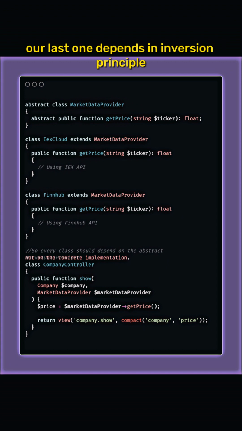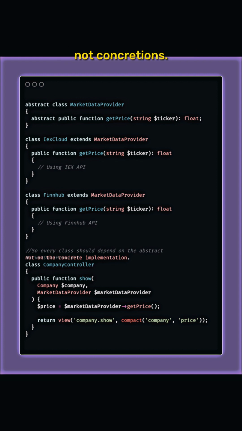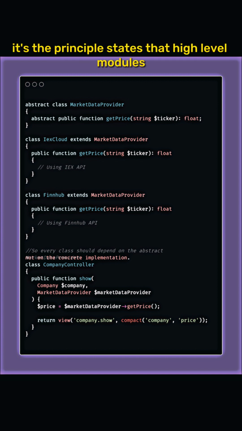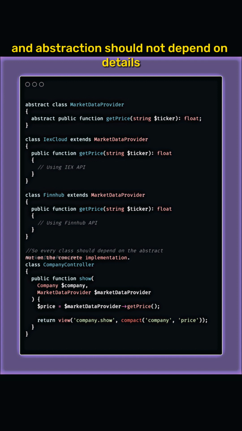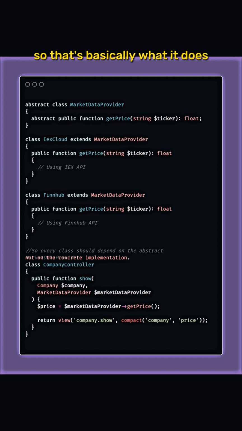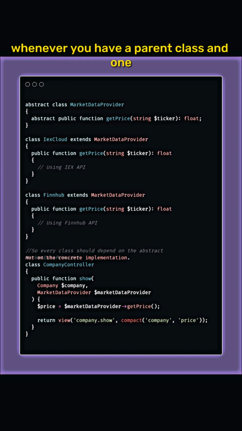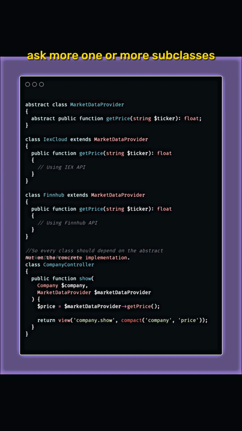Our last one, the dependency inversion principle: depend upon abstractions, not concretions. The principle states that high-level modules should not import anything from low-level modules. Both should depend on abstractions, and abstractions should not depend on details. That's basically what it does. So whenever you have a parent class and one or more subclasses, you should use the parent class as a dependency. Like in the example below, you can check out how it works, and it should be straightforward.